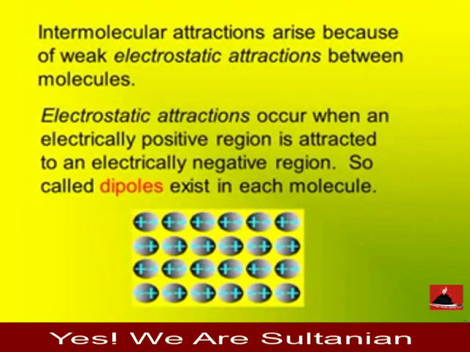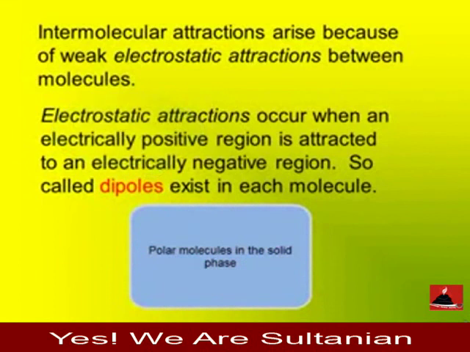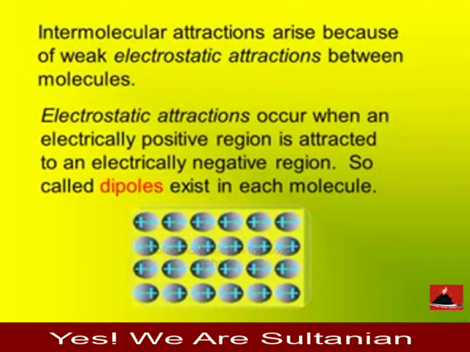Electrostatic attractions occur when an electrically positive region is attracted to an electrically negative region. A so-called dipole exists in each molecule. This cartoon can be an example of a speck of solid. Each oval represents a molecule. In each molecule there exists a dipole, a region of positive and a region of negative.